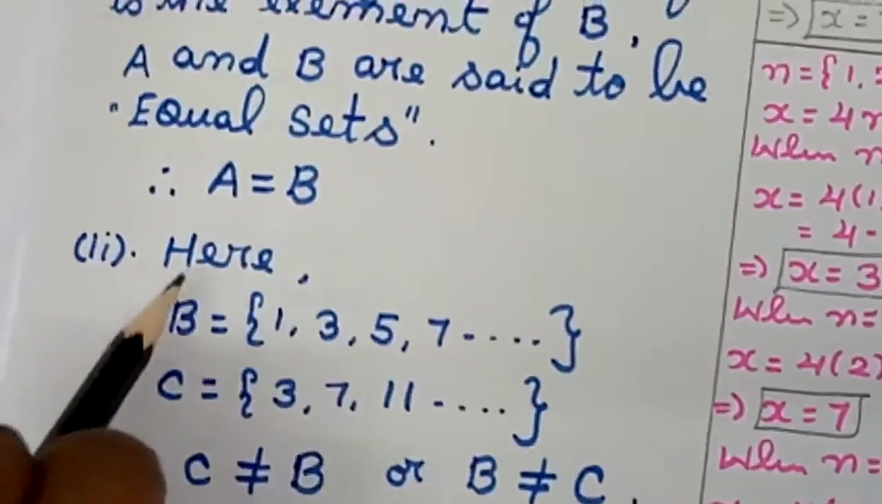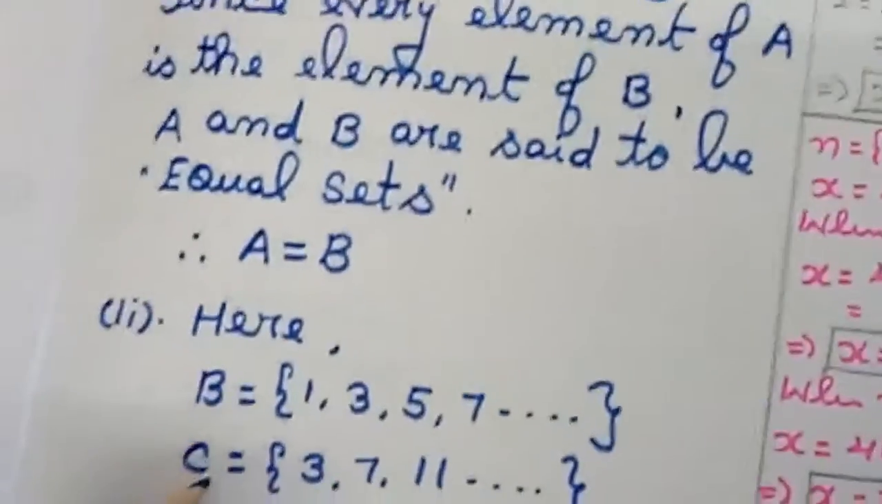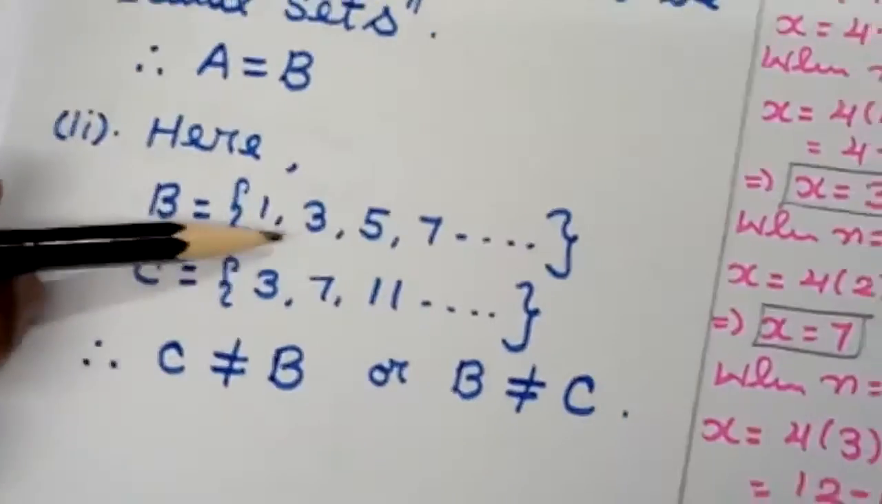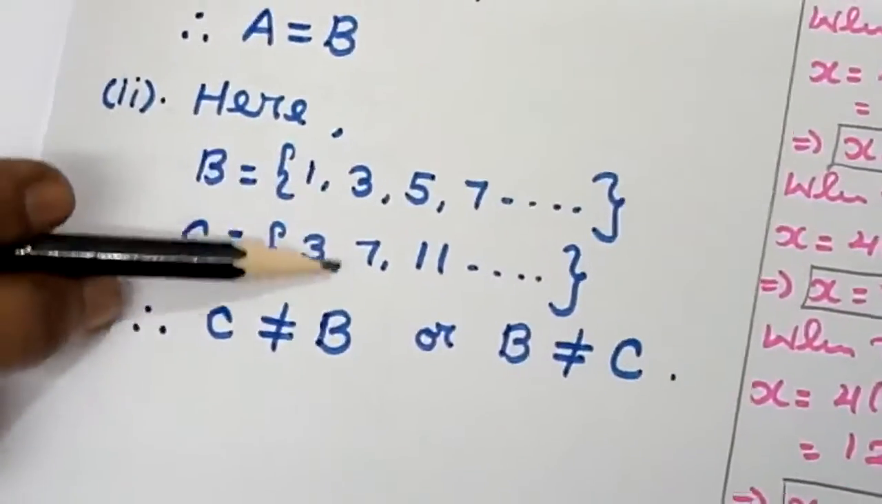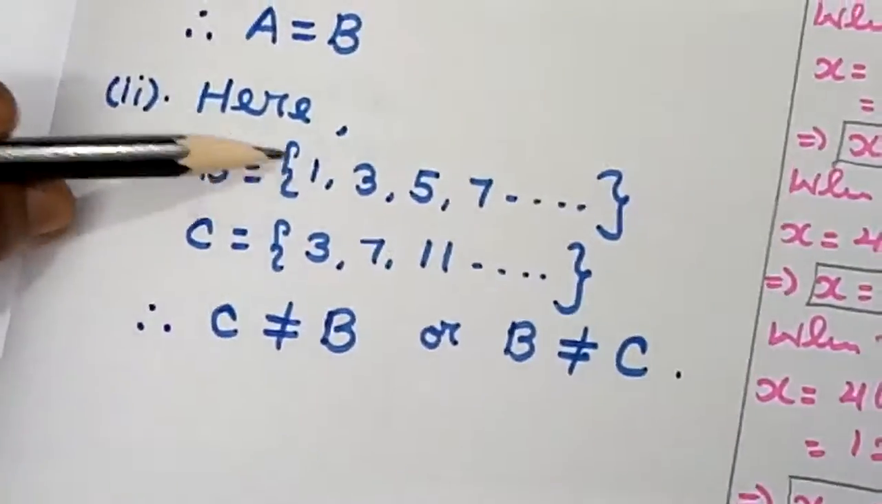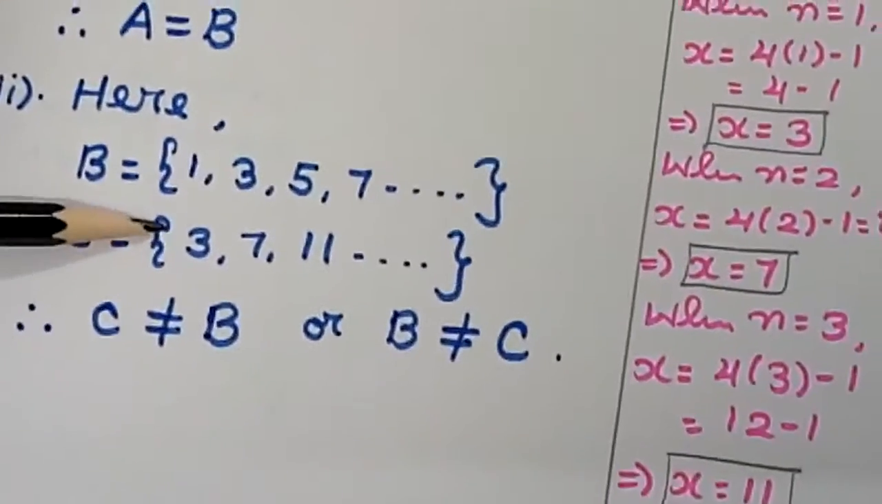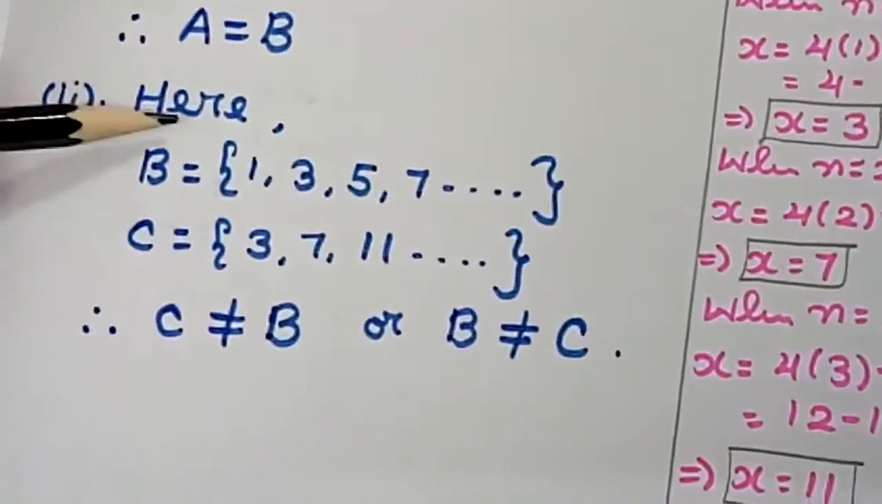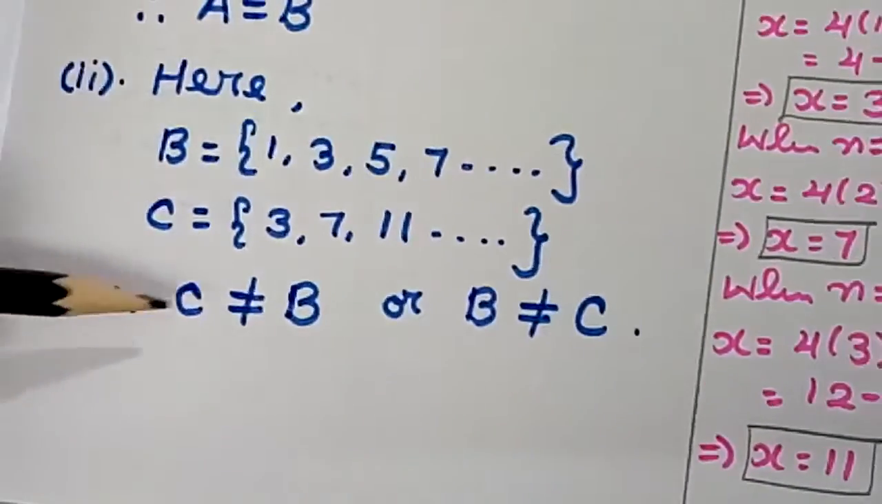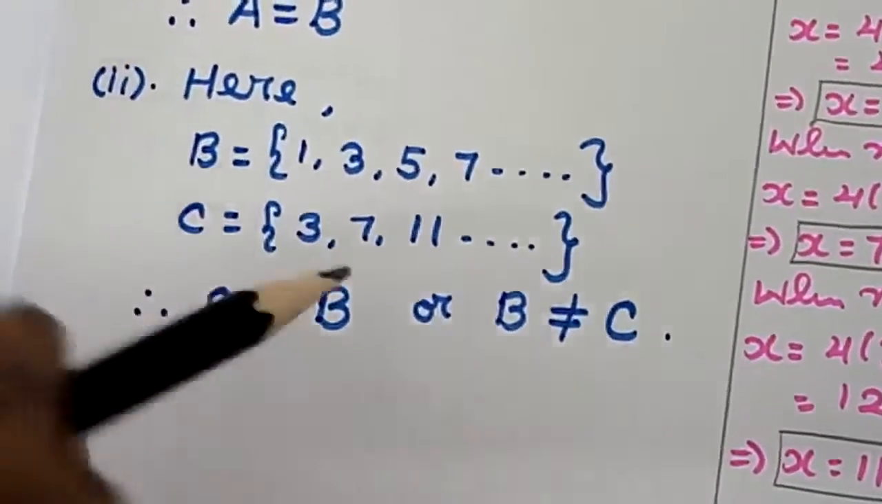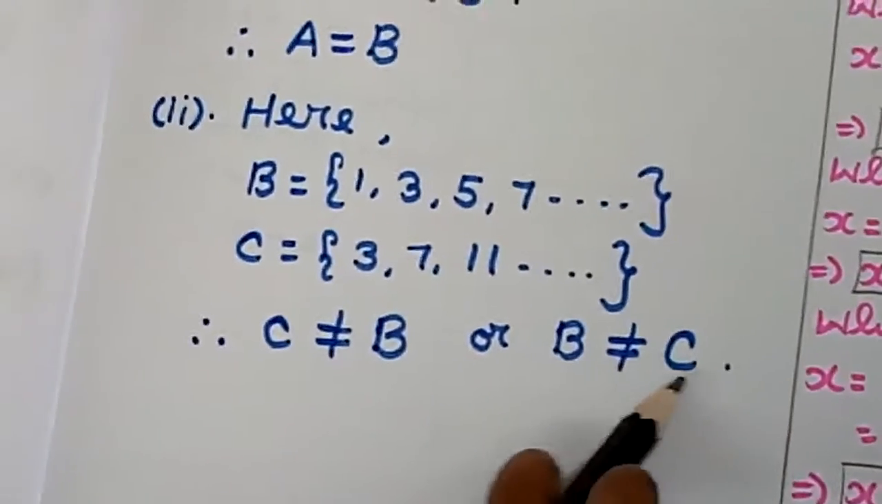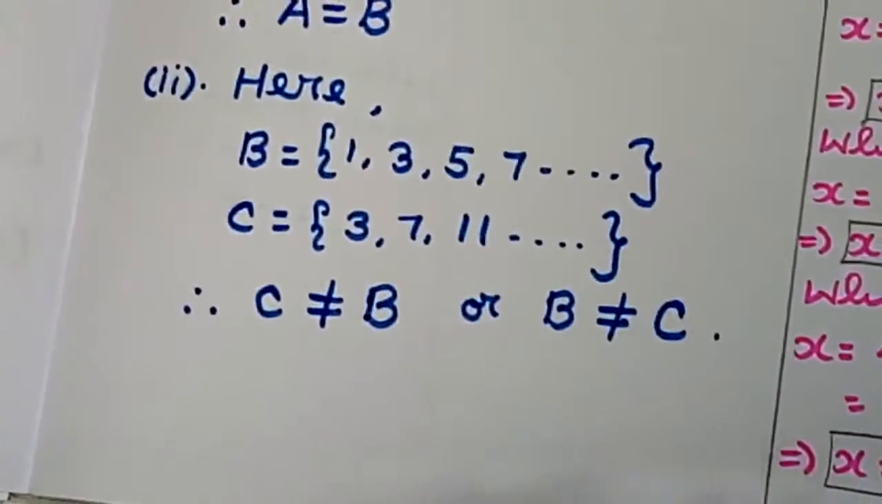Coming to the second one, if I take the sets B and C, the elements differ in both the cases. If you compare B and C, 1 is missing in C. Similarly, 5 is missing here. They are not exactly the same. So C not equal to B, or sometimes you can write it as B not equal to C. Next we are going to move on to the 12th question.